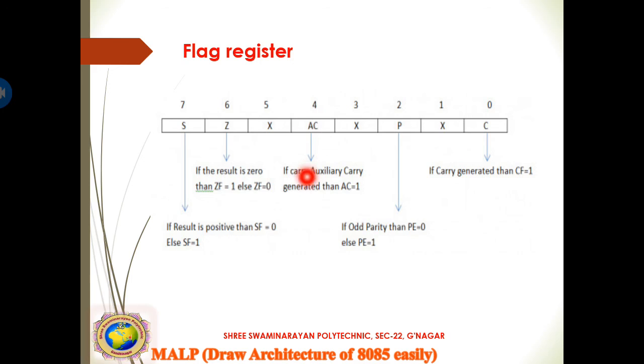Then the fourth one is auxiliary carry. If auxiliary carry is generated, then AC here is 1. And then Z: if the result is 0, then ZF is equal to 1, else ZF is equal to 0. It means કે 0 result જો આવતું હોય addition કે subtraction માં, તો it will be 1, otherwise 0. And last is the sign. So if the result is positive, then it will be 0, otherwise 1. So this is a simple technique.